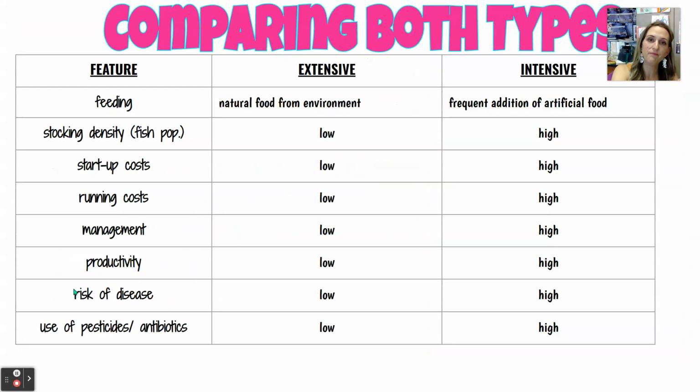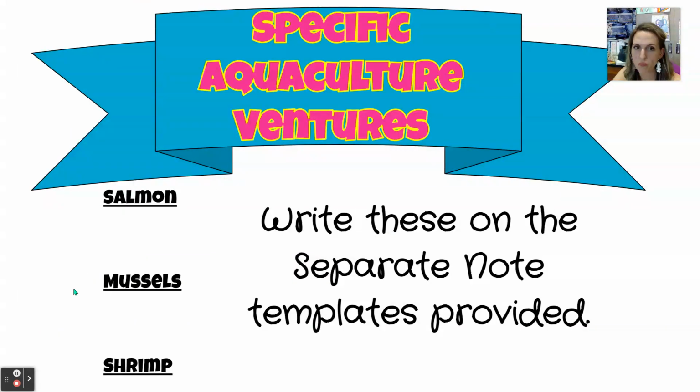So comparing both types. Extensive typically is very low for all of these other features. Their feeding is going to come from nature. And then intensive, very high. The work intensity is high, and all the effort required is high. There's going to be frequent feeding of artificial food, and it's not fake food. It's just manufactured food, typically from fish scraps, and it's not brought in by natural water.